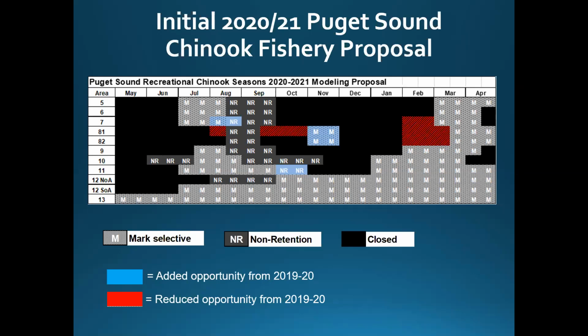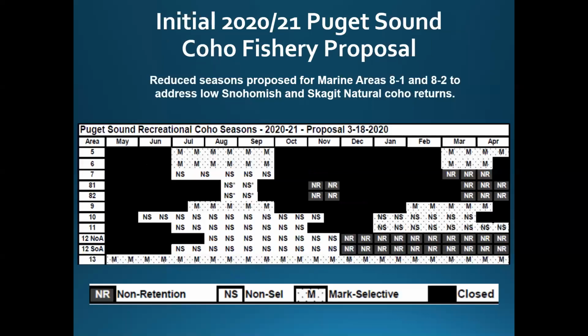We did take some time away from marine areas 7 and 8.1 and 8.2, 1 month in area 7 and a half a month in 8.1 and 8.2 to try to compensate and address some of those Stillaguamish issues. So that's part of the Chinook initial modeling proposal.